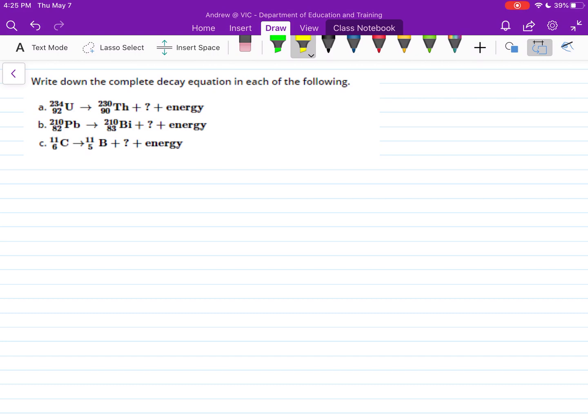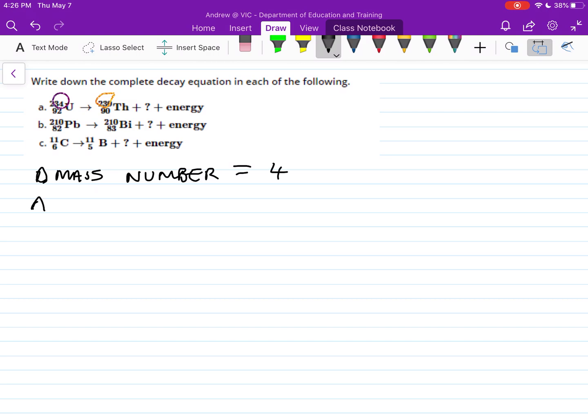With this, we just need to look at what has changed. So we look at the change of the mass number. The mass number is the top number, if you don't remember. So we have 234 and 230, and the change for the mass number is 4. So 234 minus 230 is equal to 4.